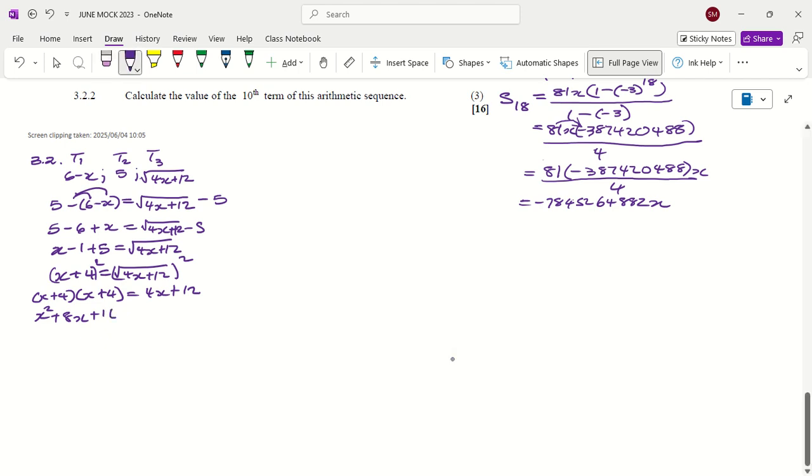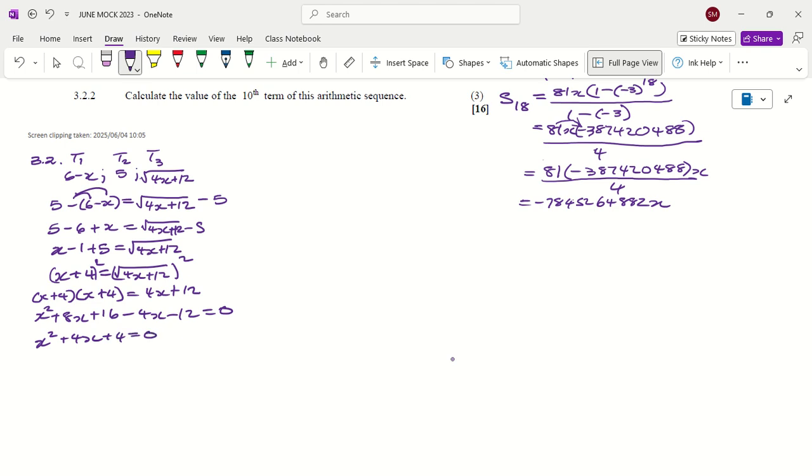This is 16, right? And then we take 4x to the other side, it becomes negative 4x and negative 12 is equal to 0, right? Okay, sharp. The next thing that we are going to do is to connect like terms. So this is 8 minus 4x, which is what? 4x, right? And 16 minus 12 is what? Is 4, right? Equal to 0.